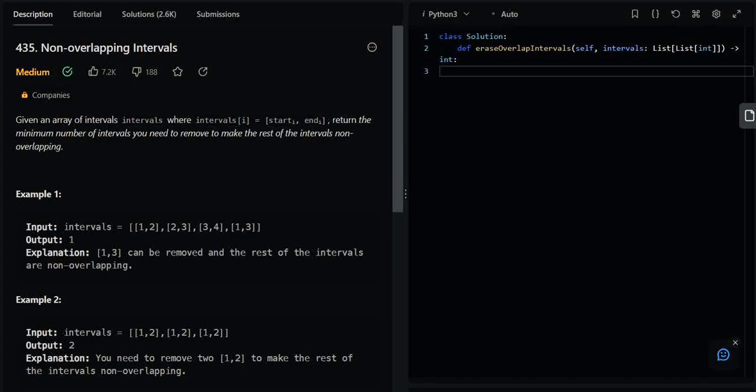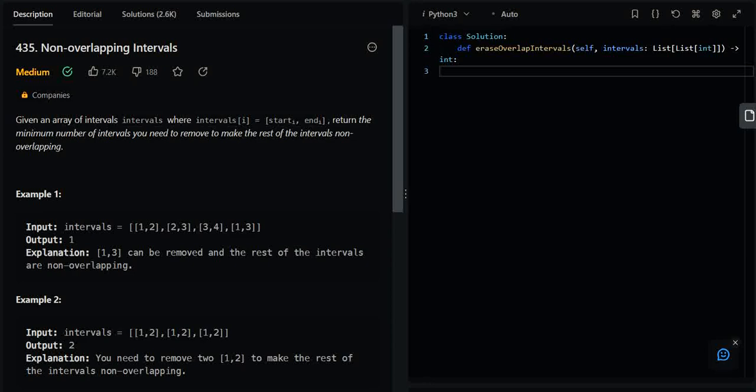Hey guys, in today's video we are going to solve LeetCode 435, that is non-overlapping intervals. This is a medium level question, but honestly speaking this is not that complicated one, because once I explain how we can approach the solution step by step, you will be able to understand that this question is not that hard, but it's a really nice question. So let's see what we are given in this question.